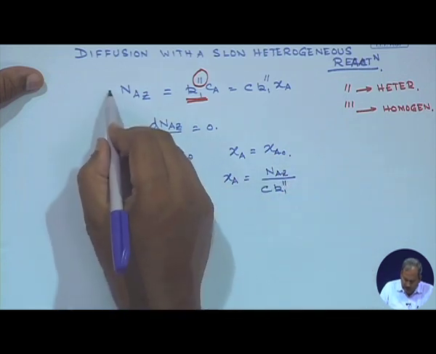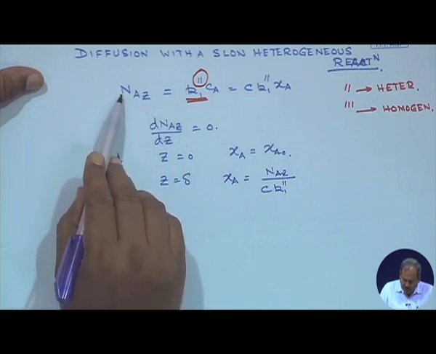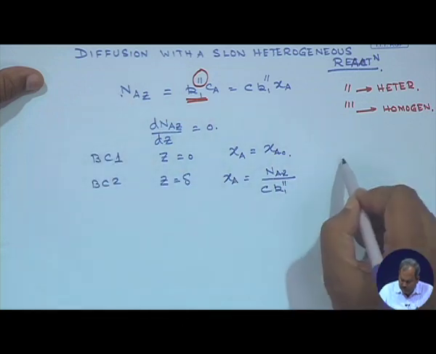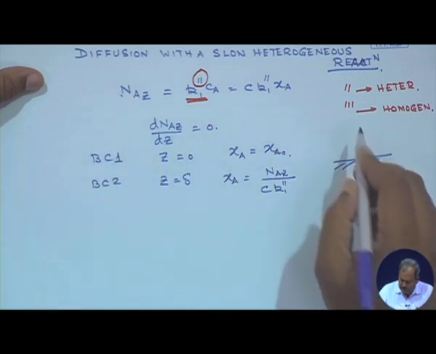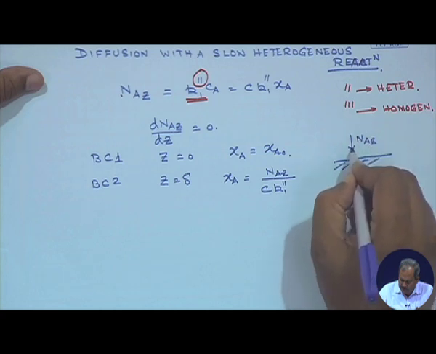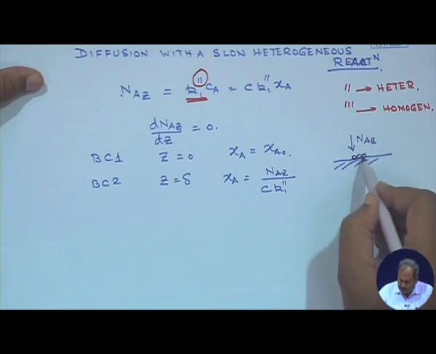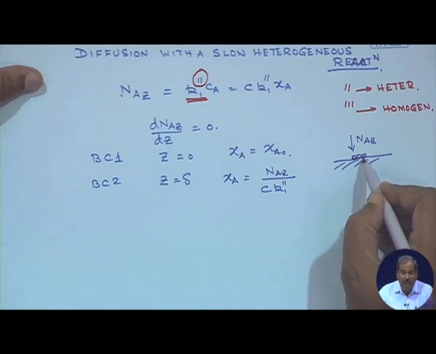At steady state, the flux of A coming towards the catalyst surface. So, if this is the catalyst surface, the flux of A, the NAZ, which is coming towards the catalyst surface is getting consumed on the catalyst surface. So, the rate at which A comes in towards the catalyst surface must be equal to the rate at which it gets converted into products.